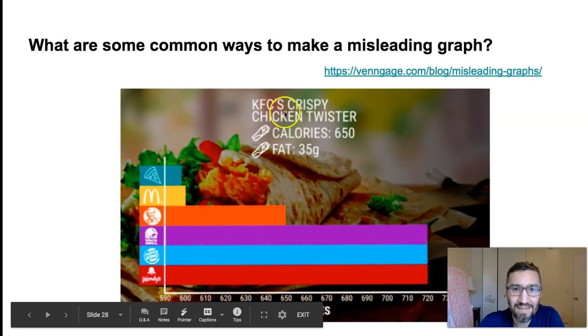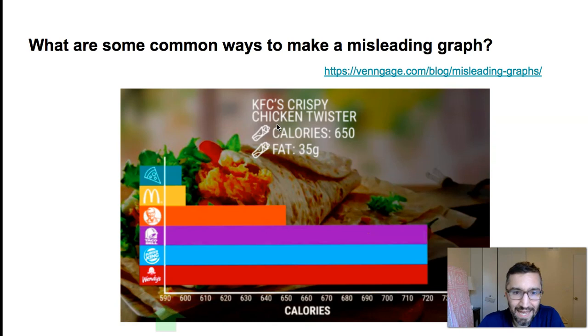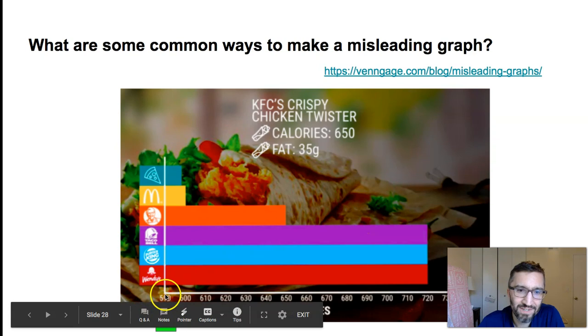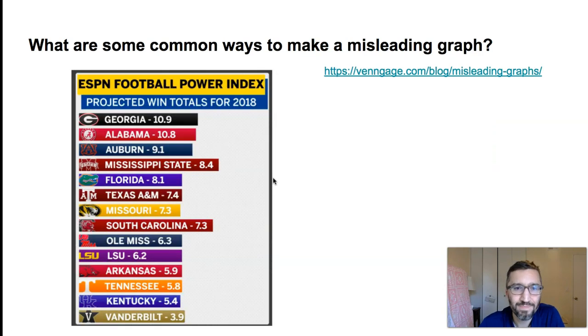This one, KFC's crispy chicken twister. You'll notice again at the bottom here, they start the graph at 590 calories. So it makes it look like Wendy's, Burger King, and Taco Bell are way, way bigger than McDonald's and whatever the green pizza place is at the top. But these differences really aren't that stark if you would actually start at 0 calories instead of 590 calories. So that's another example of that same issue.